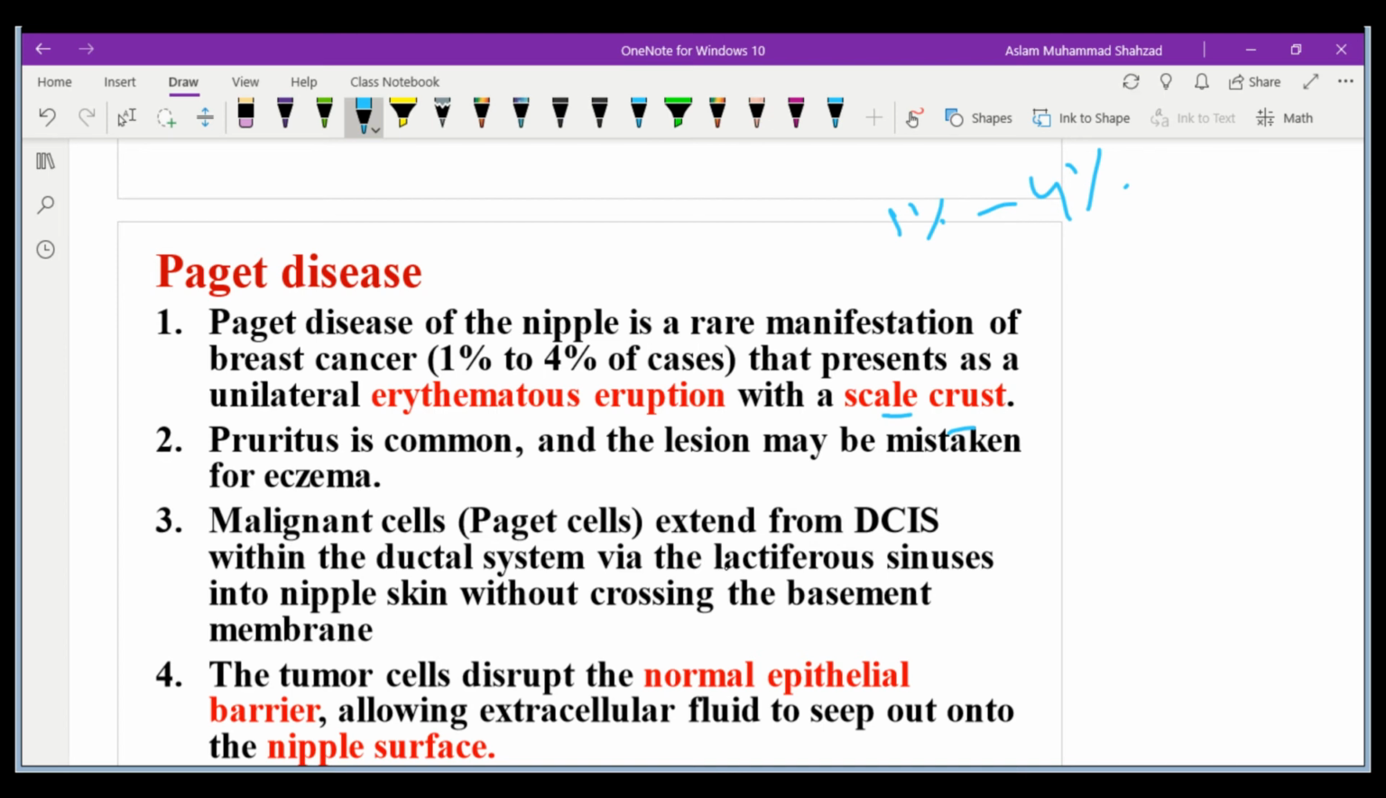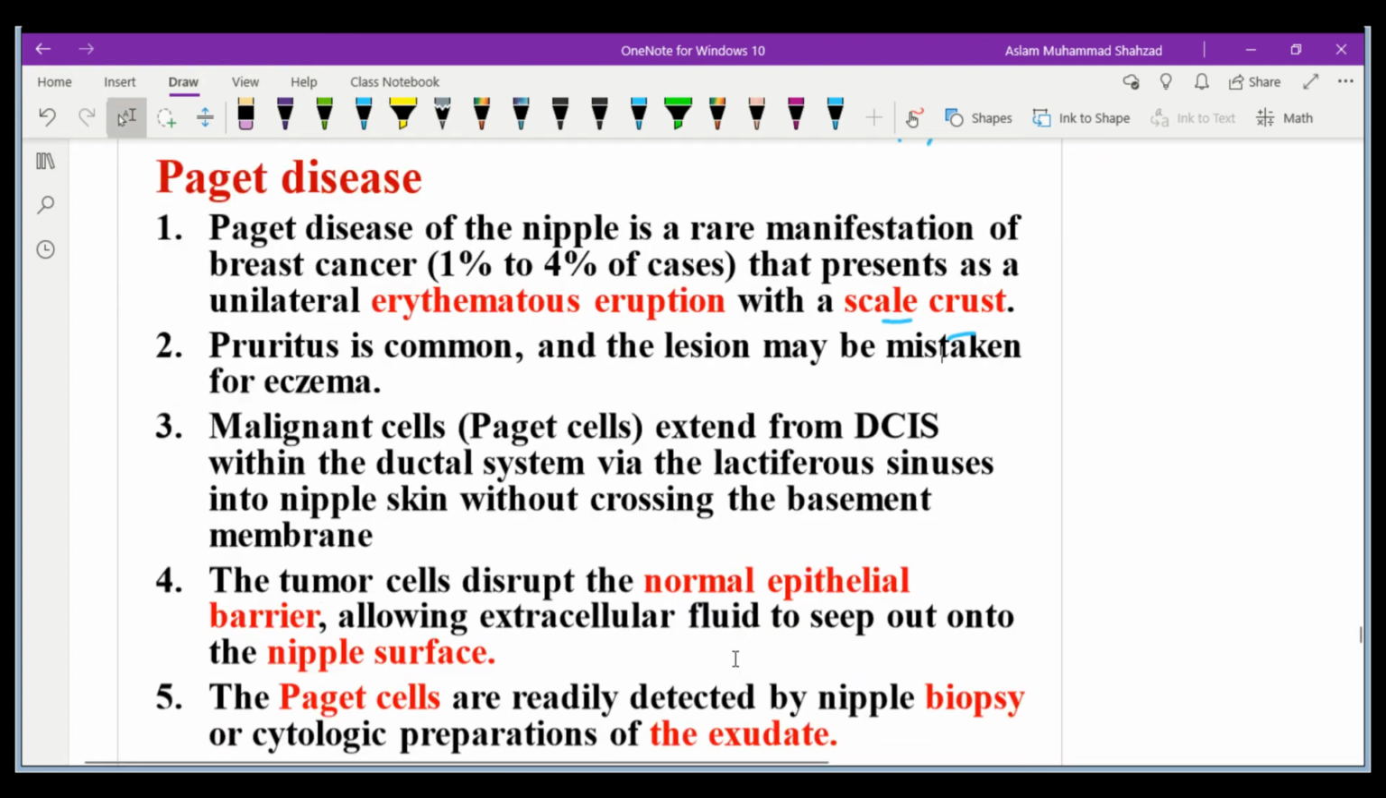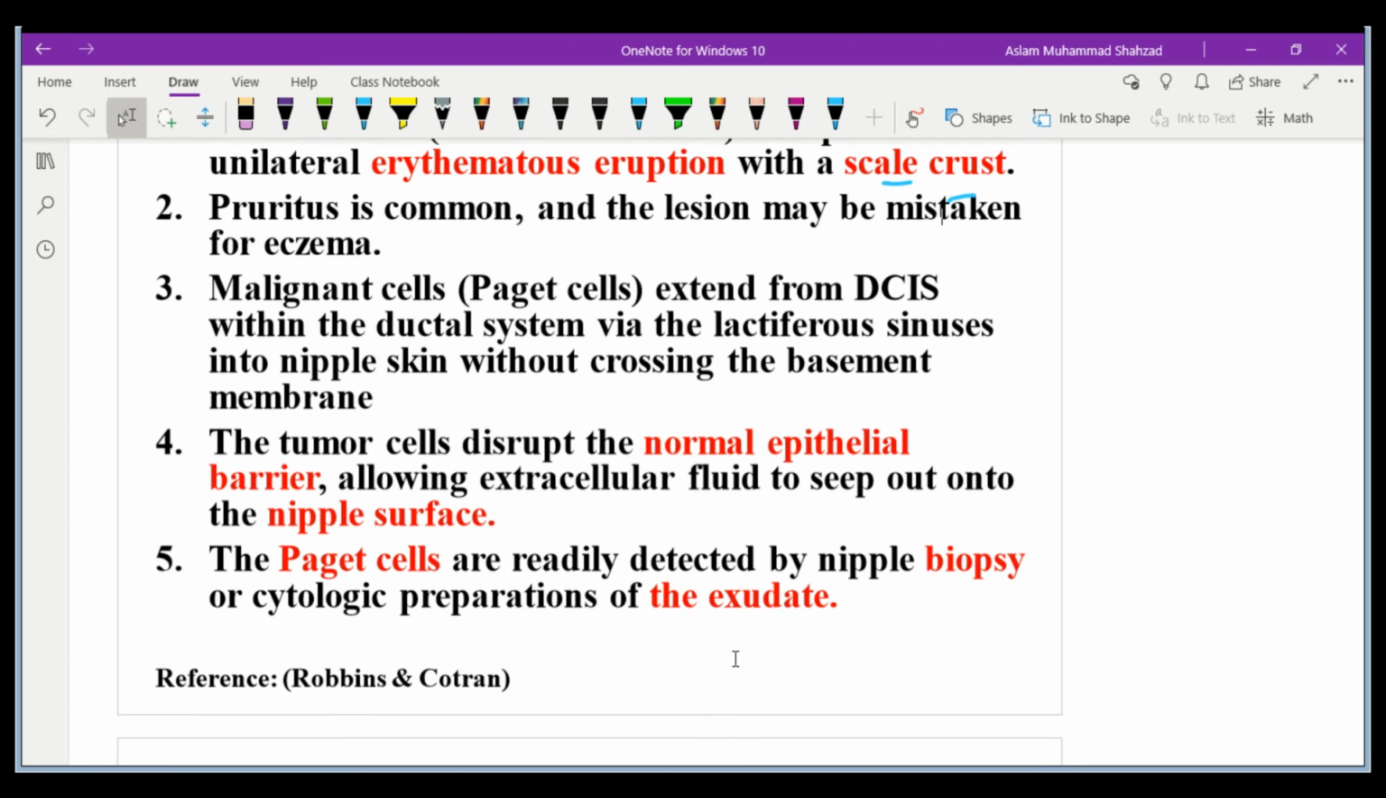They are malignant cells extending from ductal carcinoma, so they are affecting the ductal system of the breast. Within the ductal system, they extend through lactiferous sinuses into the skin without crossing the basement membrane. So it disrupts the normal epithelial barrier, allowing extracellular fluid to seep out to the surface. And then the Paget cells are readily detectable through biopsies and cytological preparation of the exudates.